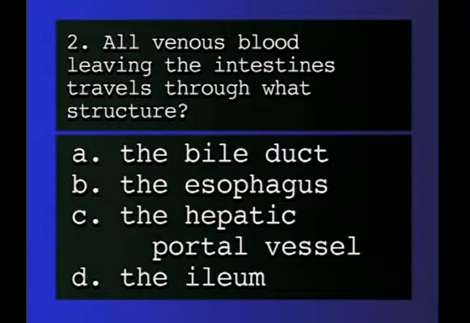All venous blood leaving the intestines travels through what structure? A. The bile duct, B. The esophagus, C. The hepatic portal vessel, D. The ileum.